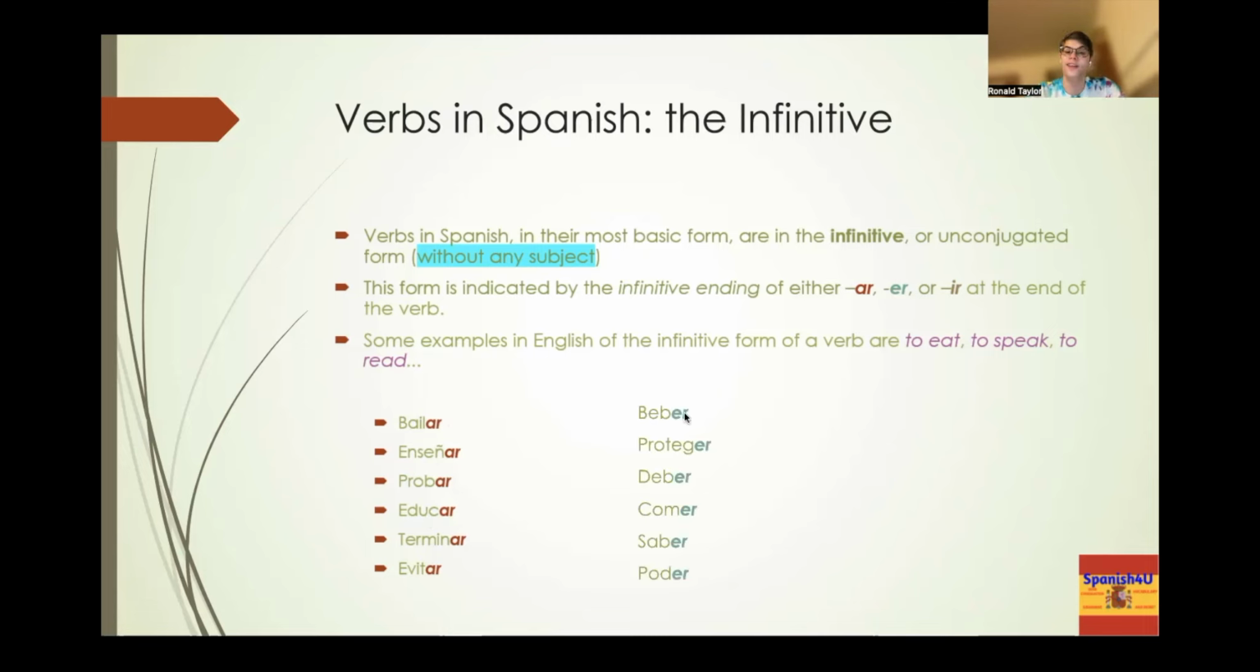And then we have ER verbs: beber, proteger, deber, comer, saber, poder. Again, it means to and then something. So like beber means to drink, proteger, to protect. And then the last kind is our IR verbs. So we have servir, vivir, salir, decir, pedir, dormir. Again, servir to serve, vivir to live. You get the idea.